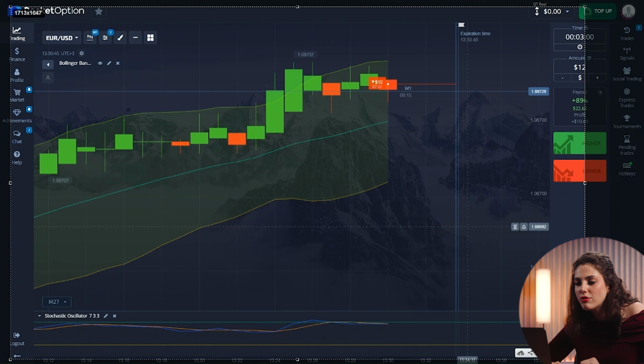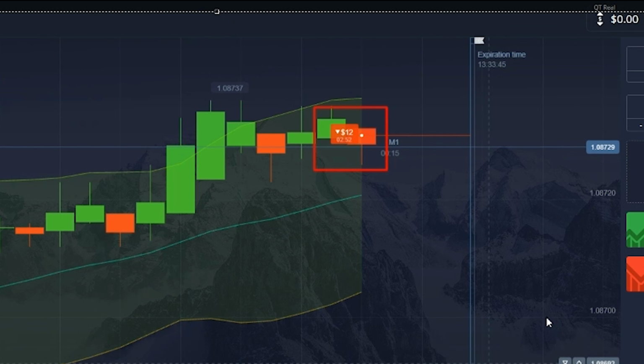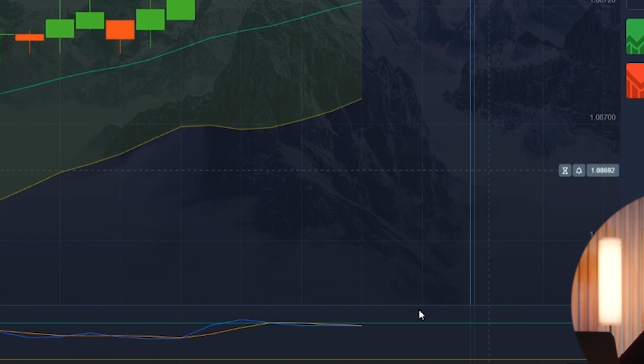So, we will focus on 3 main signals. The first is to make sure there is a change in the color of the candles. That is, if the previous candle was green, then the next one should be red. This is a signal of a trend change or the beginning of a correction. But this is not enough, so we look for the second signal in the stochastic.